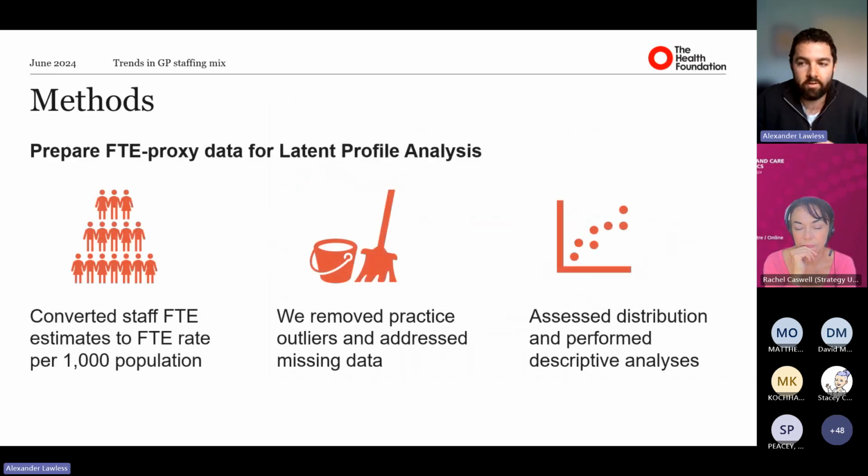So that essentially gave us a table of all of our practices, our 1,500 practices, one row per practice, and then columns for each of our staffing FTE levels, summed across our data collection period. Prior to feeding that into our latent profile analysis, we converted the FTE sums to an FTE rate, just to account for any variation in practice size to start with. Removed a few of the outliers to ease the modelling, and also performed a couple of descriptive analyses.